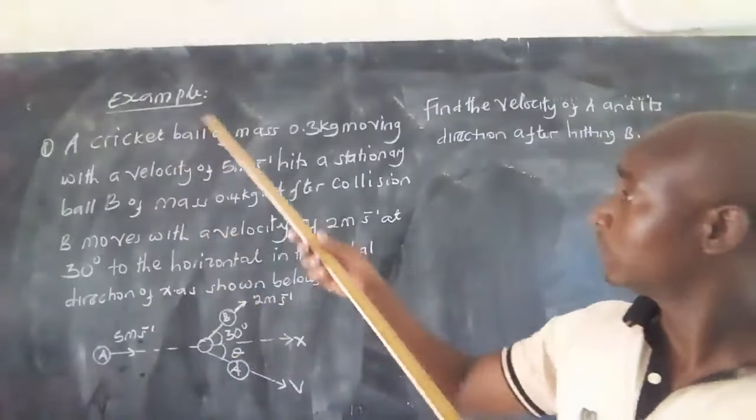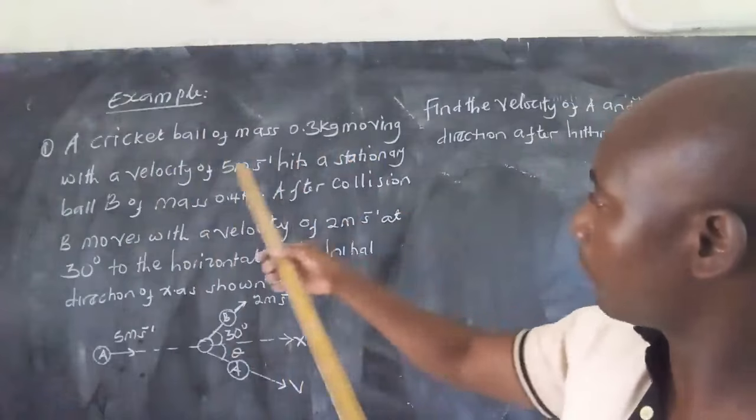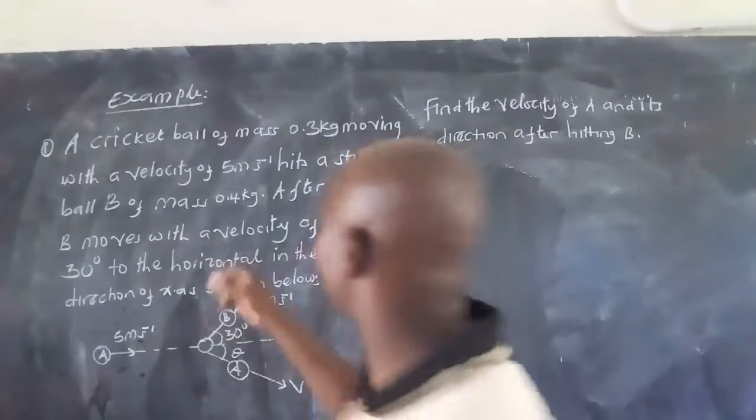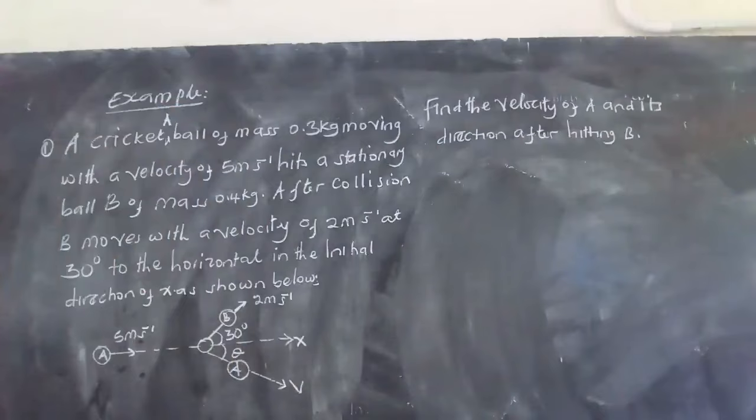This is an example. A ball A of mass 0.3 moving with a velocity of 5 meters per second hits a stationary ball B, which is at rest. After the collision, B moves with 2 meters per second, at a direction 30 degrees to the initial direction of the x-axis. Then A moves with a velocity V, and the direction is theta. Find the value of theta and the value of V.